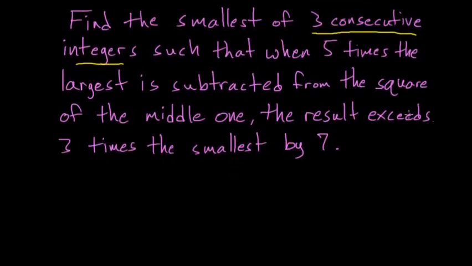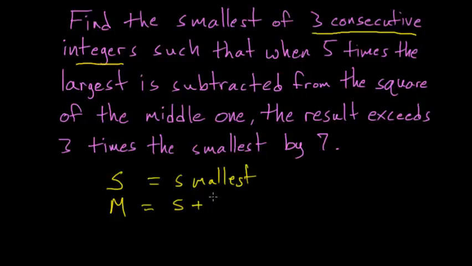We can start with the smallest integer, which we'll call s. So that's for the smallest. And then the middle one, we can call m, is just the smallest integer plus 1, since these are all consecutive or in a row. And the largest integer we'll call L, and that's just s plus 2.